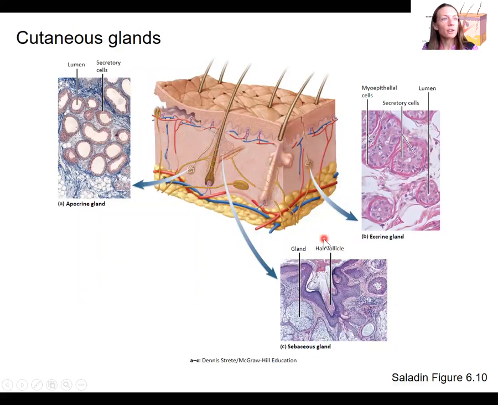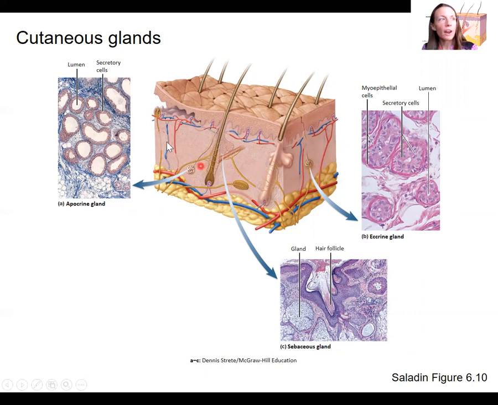So the first one here is the eccrine gland, or eccrine. These are the sweat glands that you think of as sweat. They function in evaporative cooling. So it's a low salt, watery sweat that is produced. What would you call that compared to your blood? If it's low salt compared to your blood, it is hypotonic. So these are all over your skin, very widely distributed, open ducts. These are your sweat pores on the skin surface.